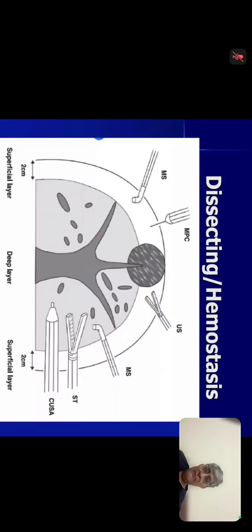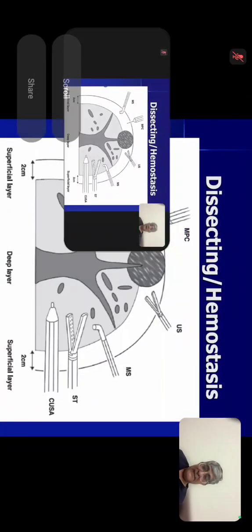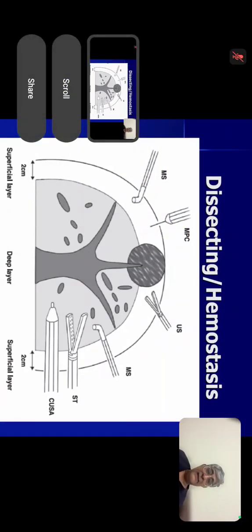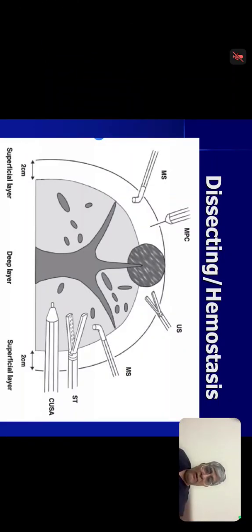The single most important things that you need to master, specifically for lap liver but also for pancreas, are the dissecting and hemostatic tools, and a whole variety are available depending on which layer you want to go.